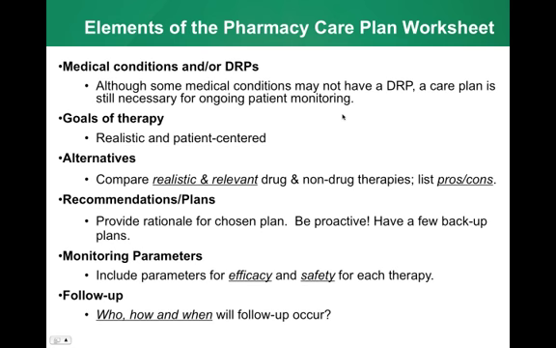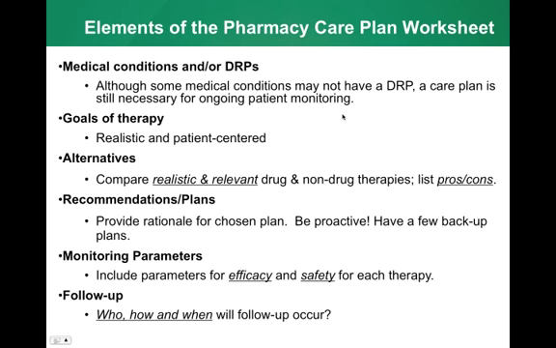The first one would be once the student has had the chance to assess the patient and identify any drug-related problems. These would be listed here on the sheet in the first column. In addition, medical conditions that are ongoing or chronic can also be listed here even if there's no drug-related problems. Because in a care plan, it's still necessary to monitor patients for ongoing care, despite the fact there might not be a drug-related problem.